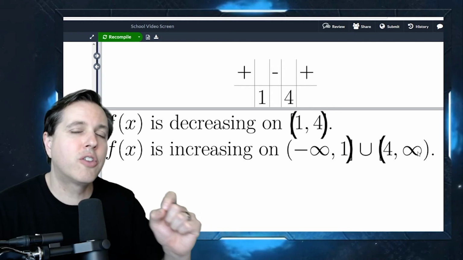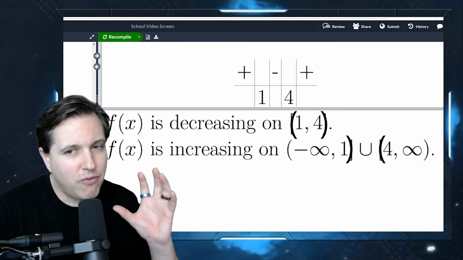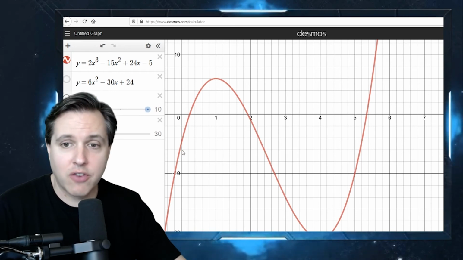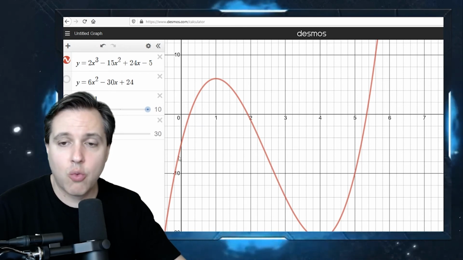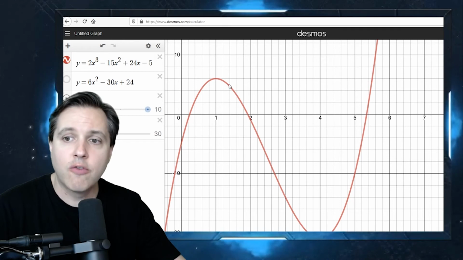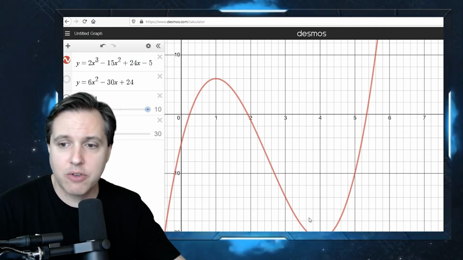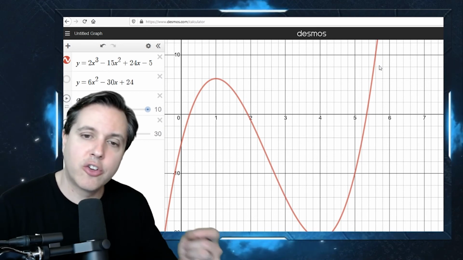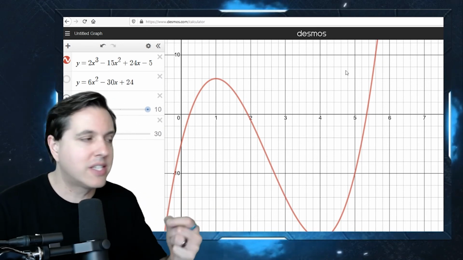So let's take a look at the graph and see if we can visually see this information. Okay, so here's our function, and it looks like everything's checking out. From negative infinity to 1, our function is increasing. From 1 to 4, our function is decreasing. And then from 4 to infinity, it's increasing again. Let's take a look at the derivative at the same time and see if we can see that playing out.